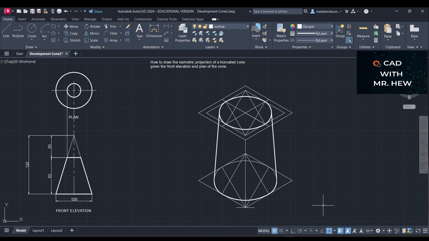All right. So thanks for watching. In the next video, we'll be looking at how you draw the development for the truncated cone. So I'm going to put a link at the end of the video to the first video regarding the development of the cone, so you could look at it if you need to.